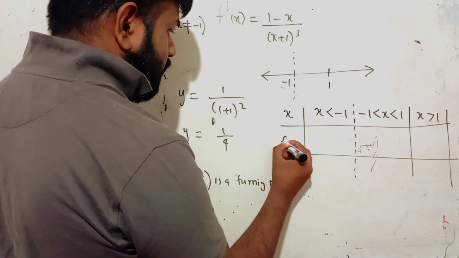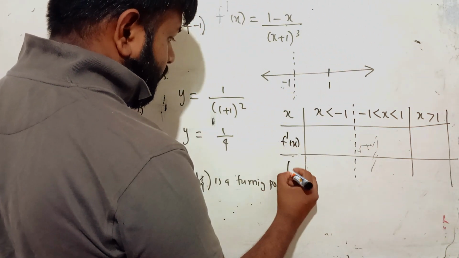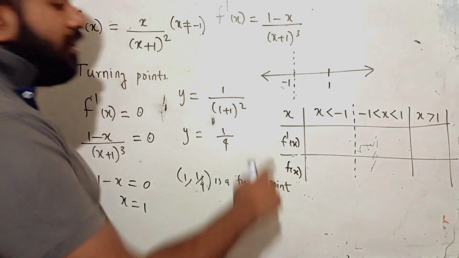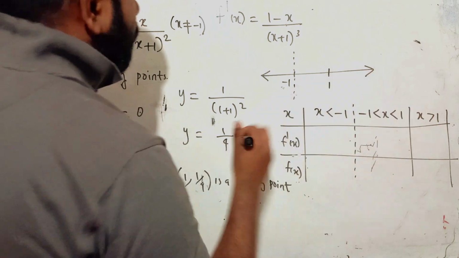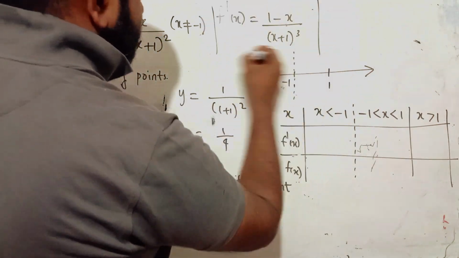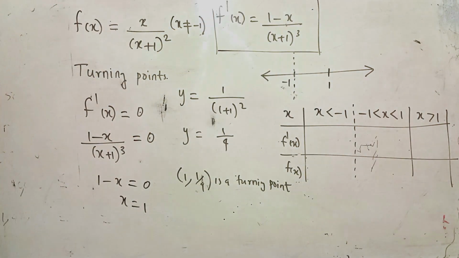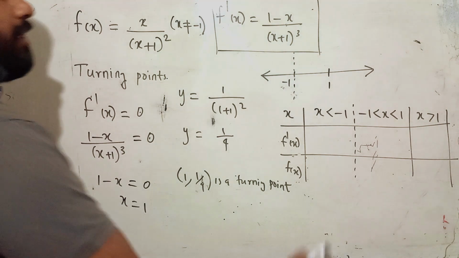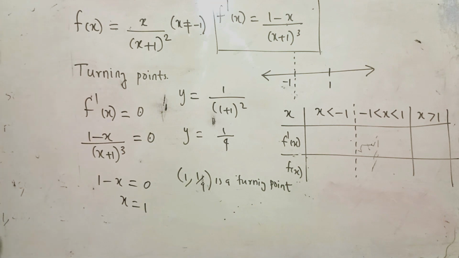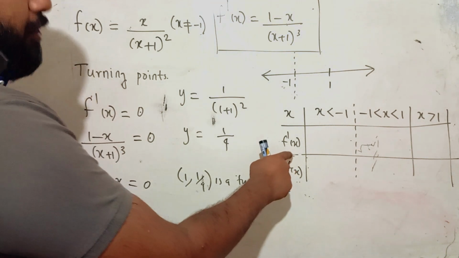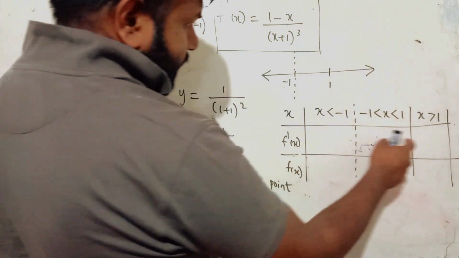Alright. This is f dash x. This is f x. So what about f dash x in these regions? We have f dash x, the first derivative of f x. So we have to find the signs of f dash x in these particular regions.